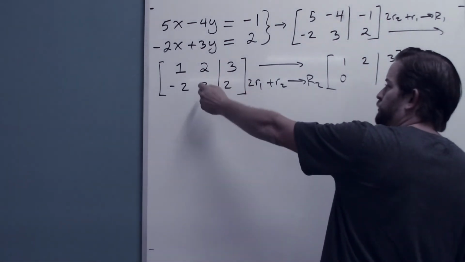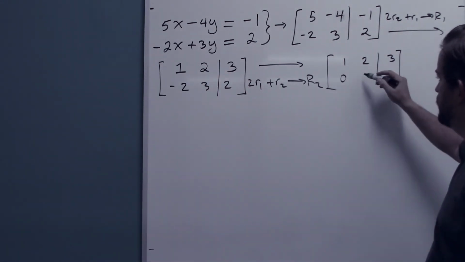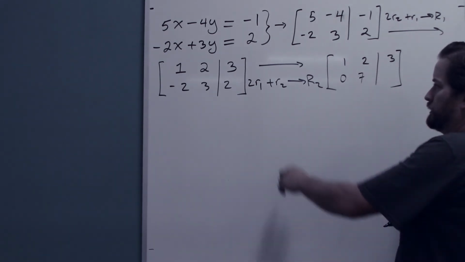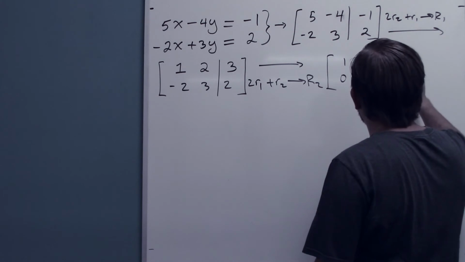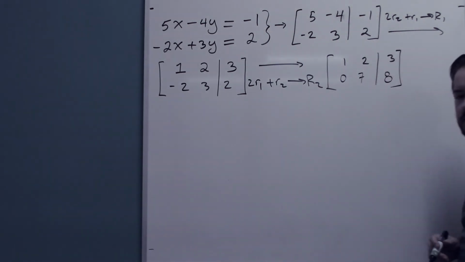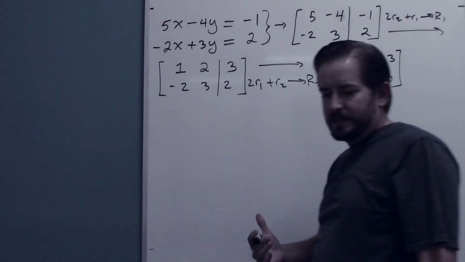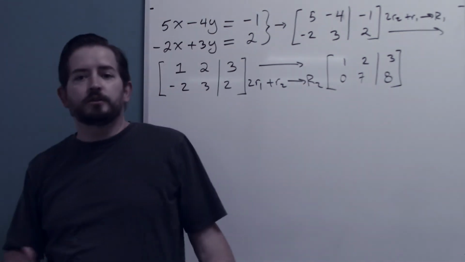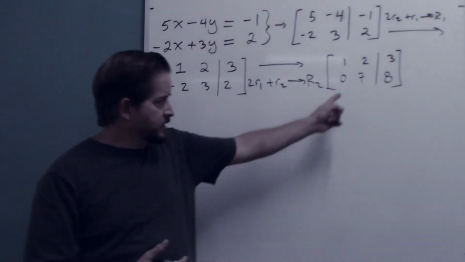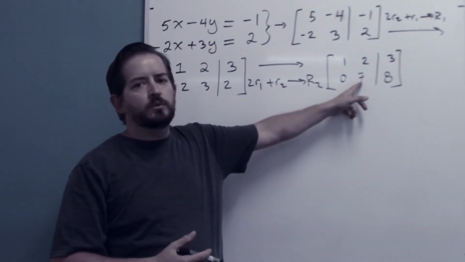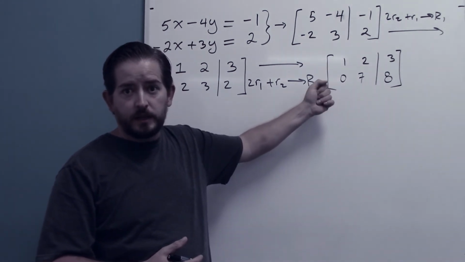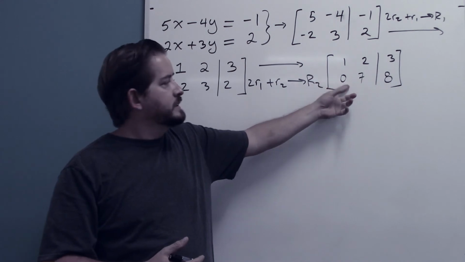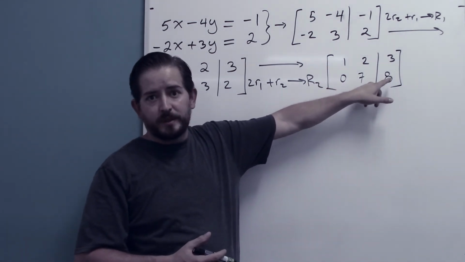2 times 2 is 4, plus 3, 7. 2 times 3 is 6, plus 2 more, 8. And you can see here on my next step, this is where I can no longer avoid fractions. Because the only way of turning the 7 into a 1 without messing up the other two, the 1 and the 0 that I got here, is to divide by 7, but 8 isn't divisible by 7.